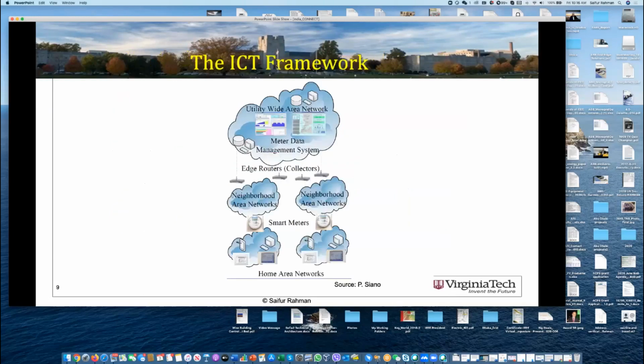Now, what is the framework then? You have the home area network. We all know what that is. It has the home's smart meter. Then you have the neighborhood area network. Multiple smart meters' data comes to a collection point and is then sent to the utility network. That's what we mean by wide area network, or utility-wide network.